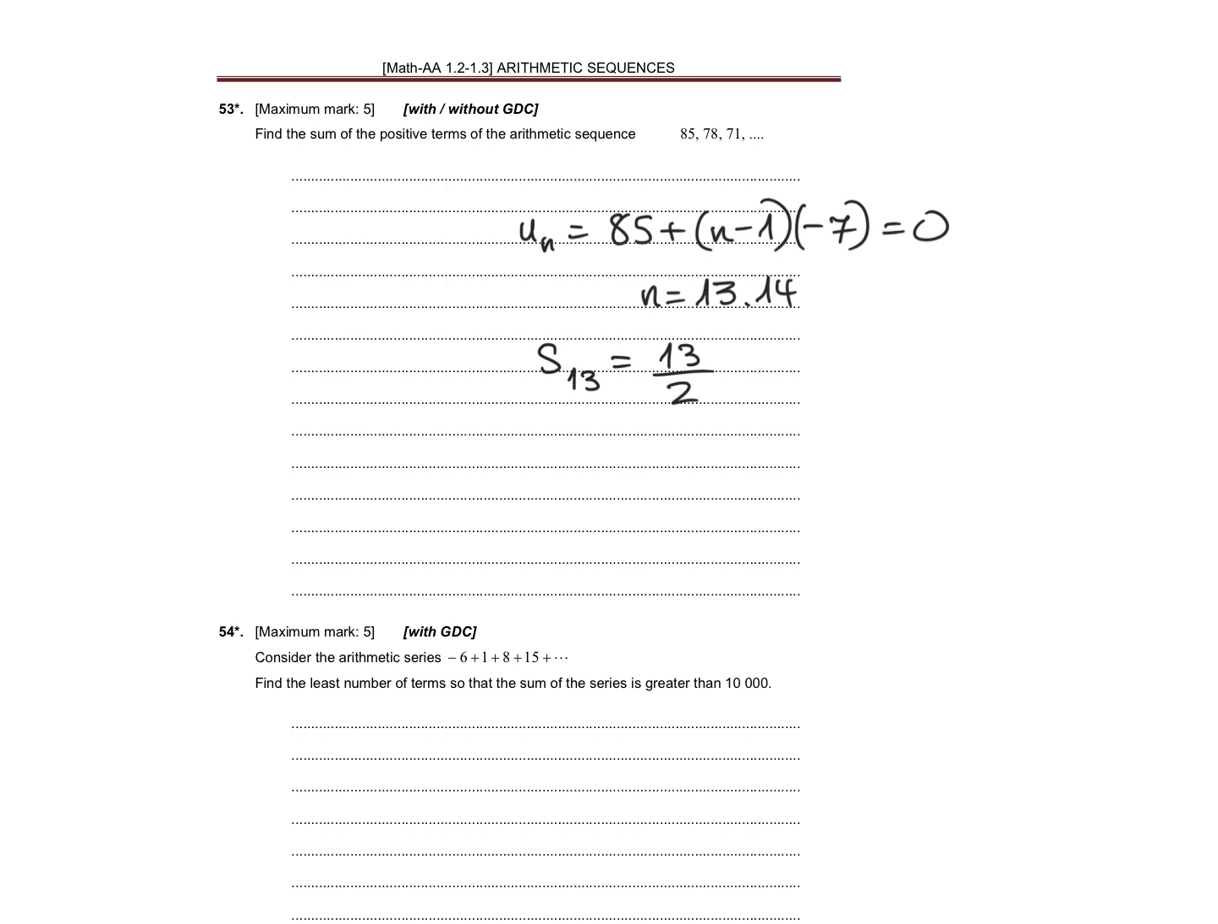So 13 over 2, 2u1 plus 13 minus 1 times d. So this should be 559.